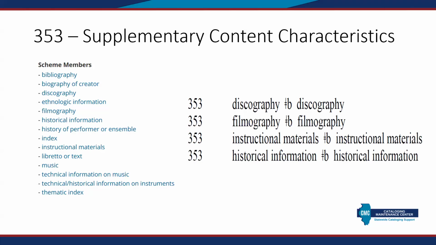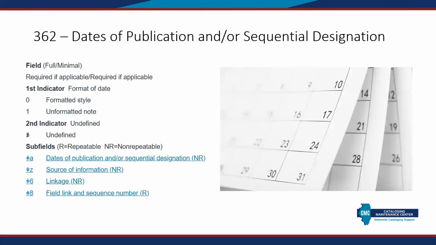All right. So that is going to bring us up to the 362, which is just the dates of publication and/or sequential designation. And again, it's not exclusive to e-resources, but since it is needed for e-journals and e-serials, we will look at that a bit more.